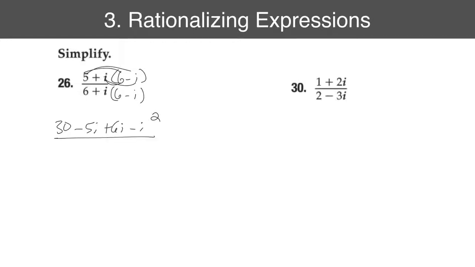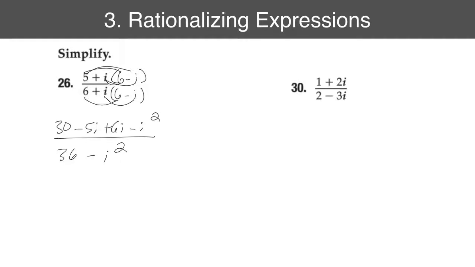Then on bottom, because the whole point is to get rid of the i, you can actually skip the middle portion. You don't have to do the two middle portions of FOIL: first, outer, inner, last. You don't have to do the O and the I. You can do first and last because the two middle sections are just going to cross each other out. So we're going to do 6 times 6, which would be 36, and then i times negative i would be negative i squared. Then we start simplifying.